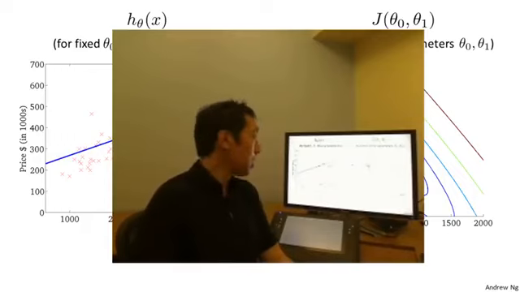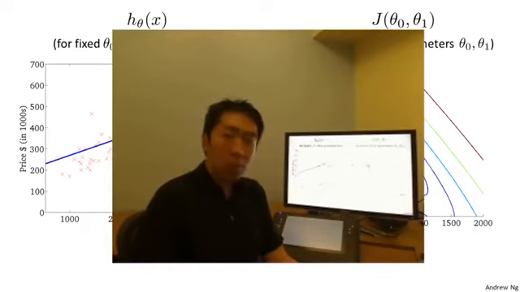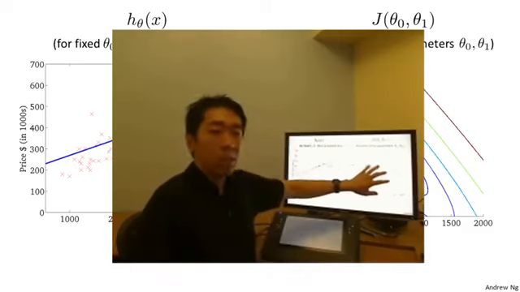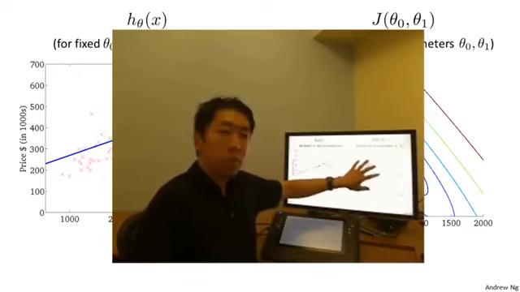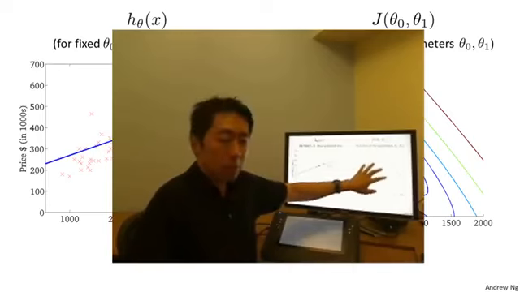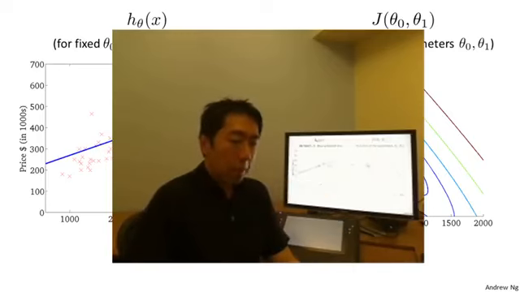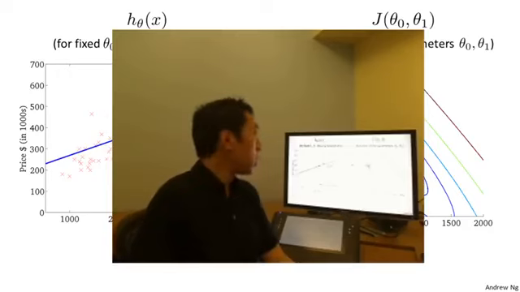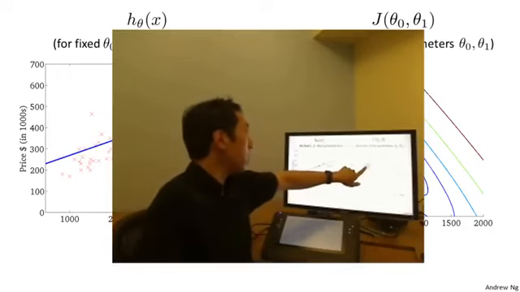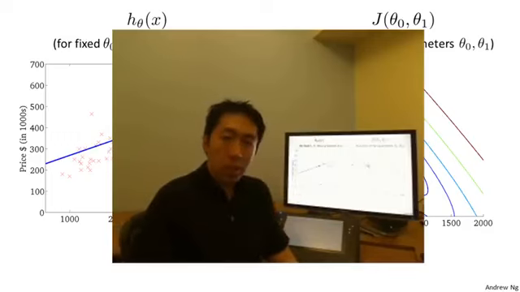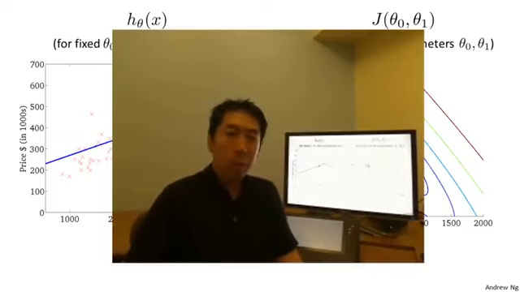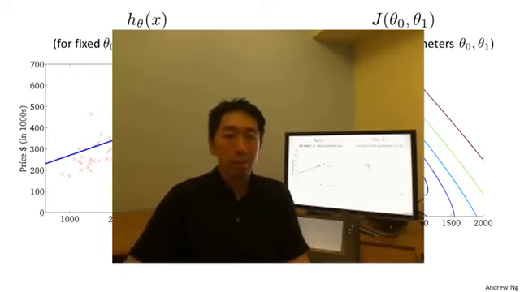In fact, we'll see later in this course, when we look at more complicated examples, we'll have higher dimensional figures with more parameters, where this figure cannot really be plotted, and it becomes much harder to visualize. And so what we want is software to find the values of theta 0, theta 1 that minimize this function. In the next video, we'll start to talk about an algorithm for automatically finding the values of theta 0 and theta 1 that minimize the cost function J.